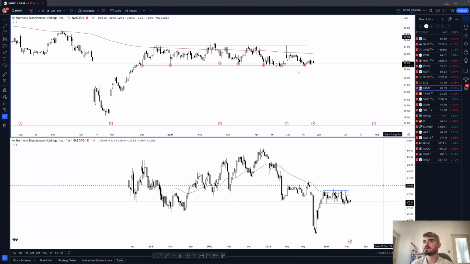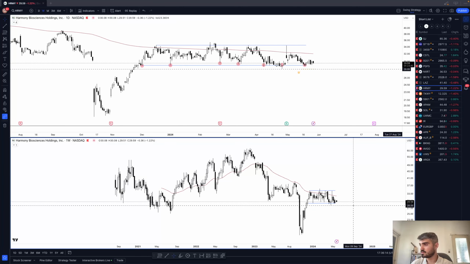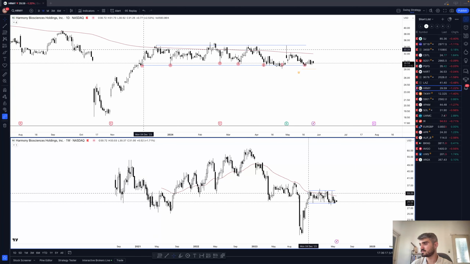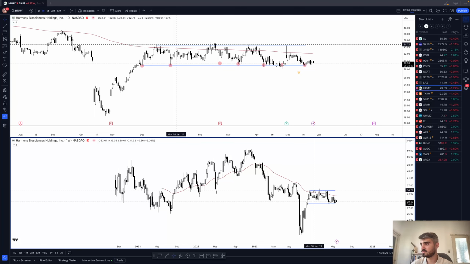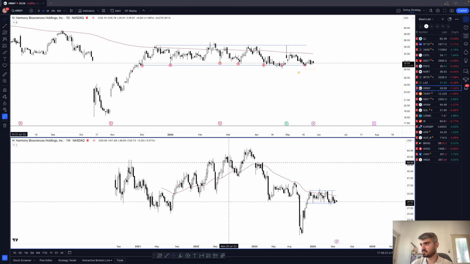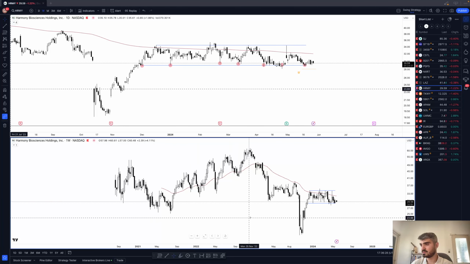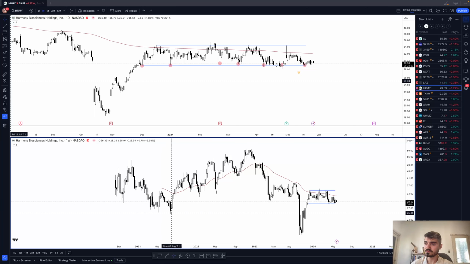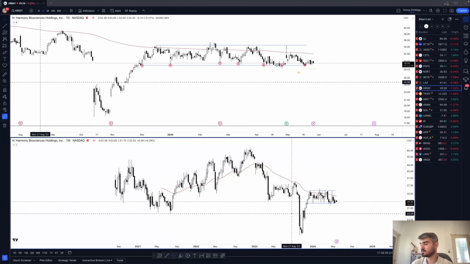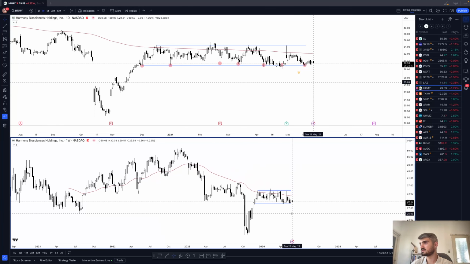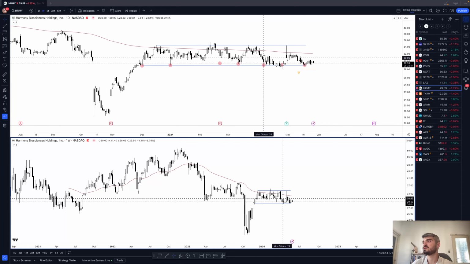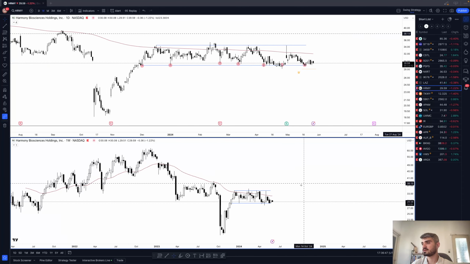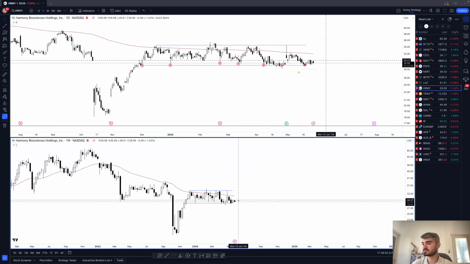Same here, Harmony. We had a pretty strong move to the upside, a V-shaped correction, which you're actually seeing in the stock quite a lot. Some might say this is a double bottom with a lower second bottom, but still the price action looks weak in the last couple of days, last couple of weeks, excuse me.